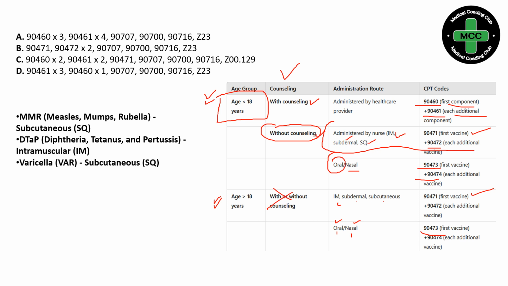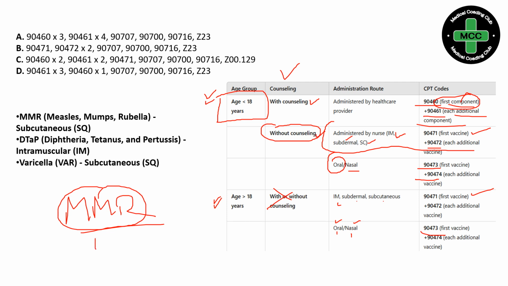Okay, so now identify one difference here. For 90460 they are saying first component, and for 90471 they are talking about the first vaccine. So you should know the difference between when to consider based on a vaccine or when to consider based on the component. So now if I mention the MMR vaccine, together we will consider it as a single vaccine. I will say MMR vaccine.